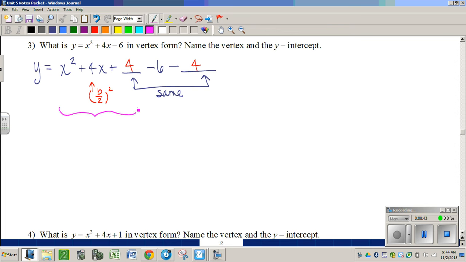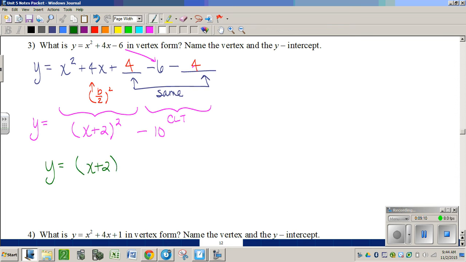But I can now factor the x squared plus 4x plus 4 because I just created a perfect square trinomial. So that's going to be x plus 2 squared. Now, over here, where I had the negative 6 that originally came from my original formula, and then I subtracted 4, I'm just going to combine like terms there. So that's going to give me a negative 10. So now, lo and behold, I have x plus 2 squared minus 10.